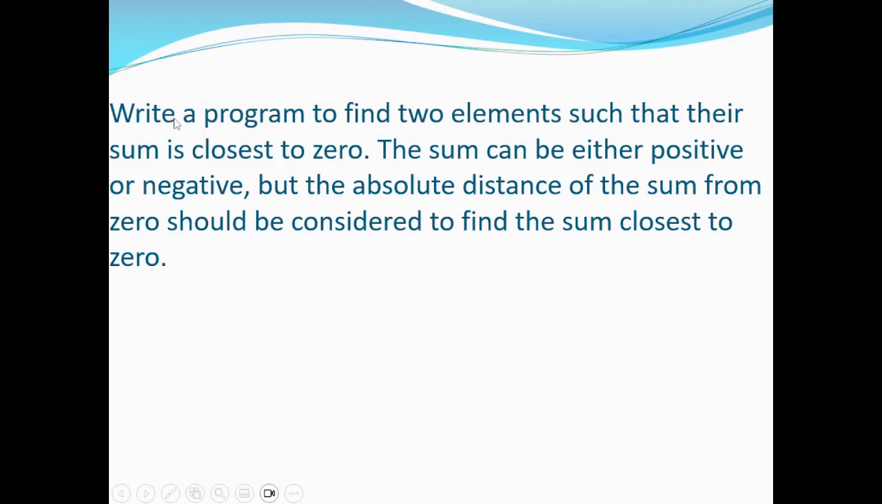To find two elements such that their sum is closest to 0. The sum can be either positive or negative. Basically, we will calculate the absolute distance from 0. We know that anything closest to 0, this is our origin, so we have to find such pairs in which the sum is closest to 0.